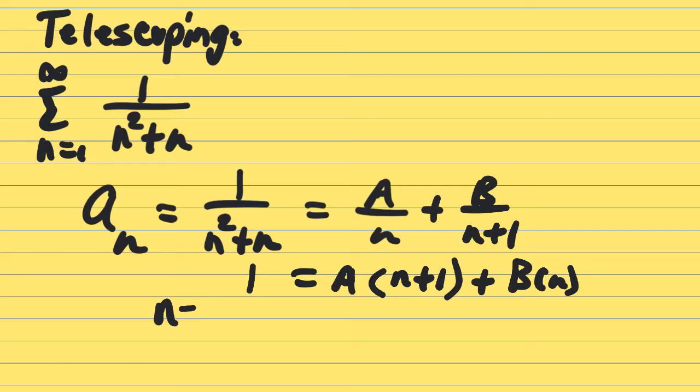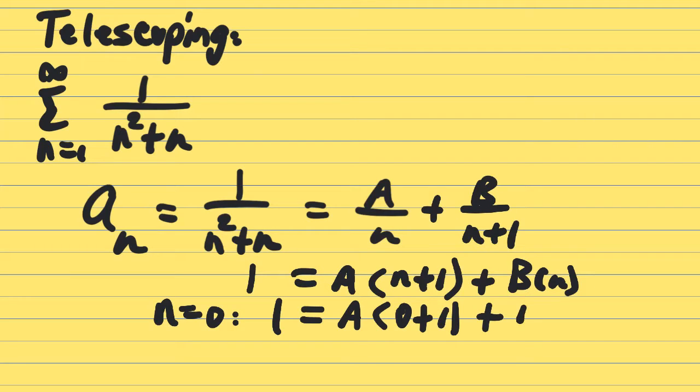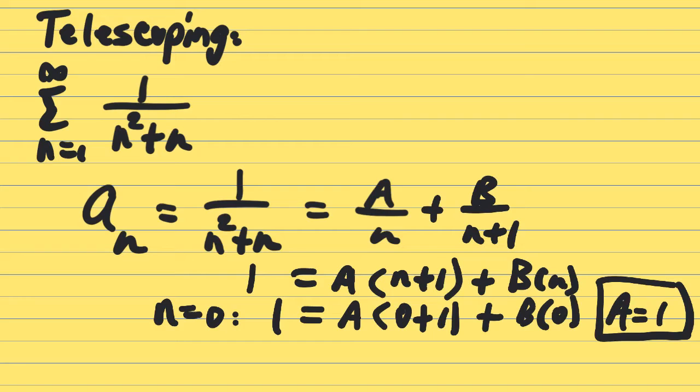We can let n equal 0. That will give us a times 0 plus 1 plus b times 0. Everything cancels, and that will leave us a equals 1, because the b term will go away. 0 plus 1 is 1 times a. The other good choice for n would be negative 1.